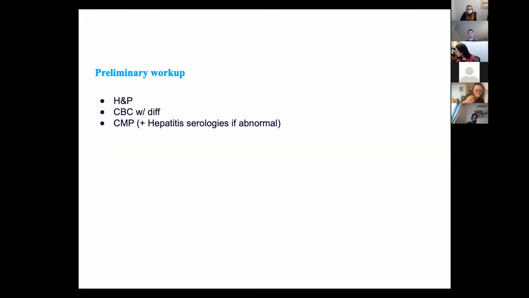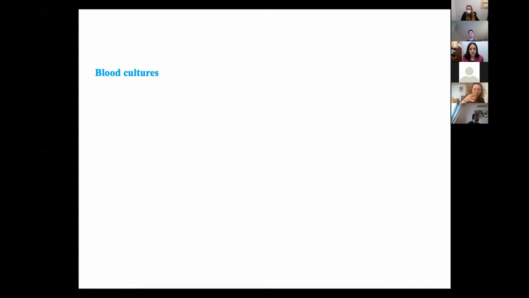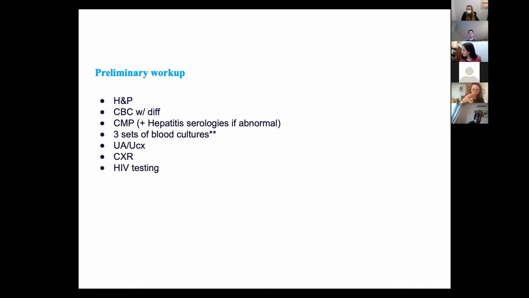So for all patients, before you can call something an FUO, you have to have at least this preliminary workup, which has to be unrevealing. So history and physical, the CBC, CMP, and hepatitis serologies if the LFTs are abnormal. 3 sets of blood cultures, which we'll talk about in a sec. The urinalysis, a chest X-ray, and HIV testing. So if all of that is negative, and the appropriate time has elapsed, then you can consider something an FUO.